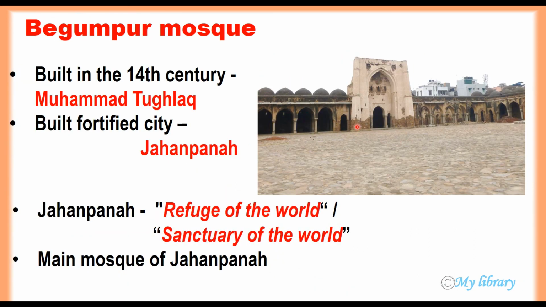Begumpur Mosque. It was built in the 14th century during the reign of Muhammad Tughluq. To address the constant threat of the Mongols, Tughlaq built the fortified city of Jahanpana. Jahanpana in Persian meant the sanctuary of the world. It was the main mosque of Jahanpana, Muhammad Tughlaq's new capital in Delhi.